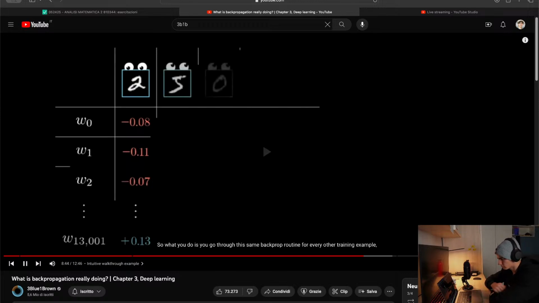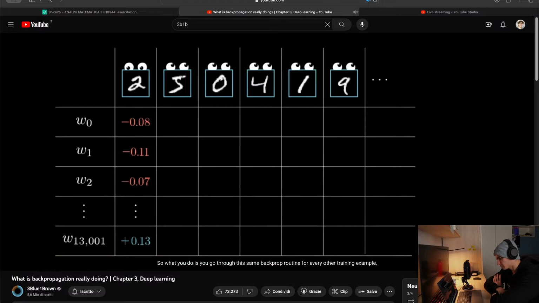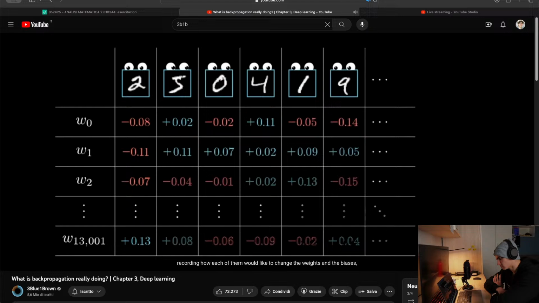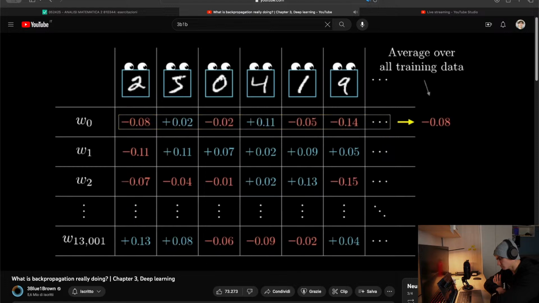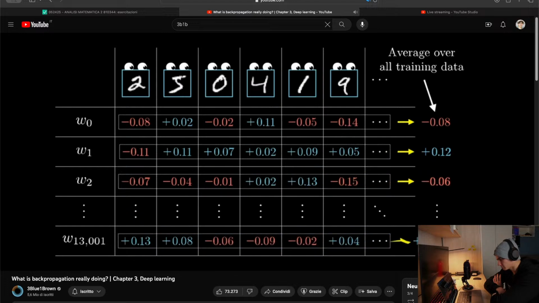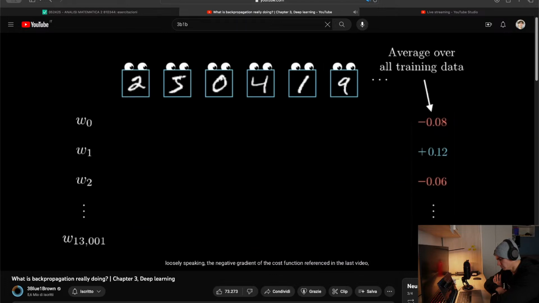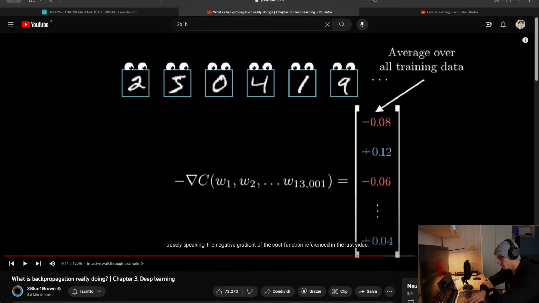What you do is you go through this same backprop routine for every other training example, recording how each of them would like to change the weights and the biases. And you average together those desired changes. It's taking the averages. This collection here of the averaged nudges to each weight and bias is, loosely speaking, the negative gradient of the cost function referenced in the last video. This is the negative gradient we were looking for.